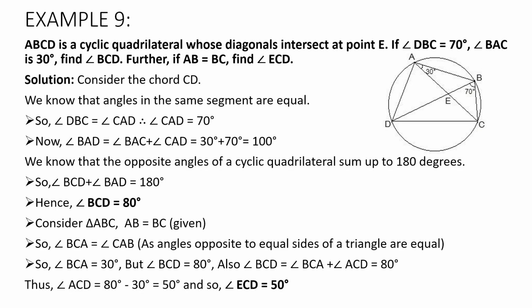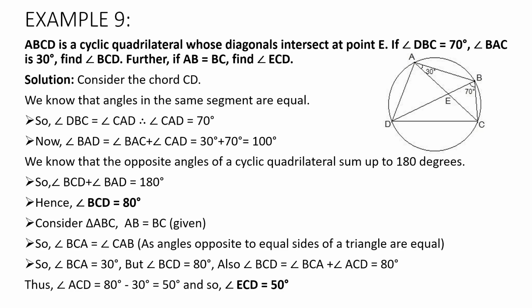Now angle BAD is equal to angle BAC plus angle CAD. So that will be equal to 30 degree plus 70 degree, which is 100 degree. So we have got angle BAD, which is equal to 100 degree. But this is a cyclic quadrilateral, all vertices are on the circle. So we know that opposite angles of the cyclic quadrilateral sum to 180 degrees. So angle BCD plus angle BAD sum will be 180 degree, but already angle BAD is 100 degrees, so angle BCD is 80 degree. So we have first obtained angle BCD, which is equal to 80 degree.